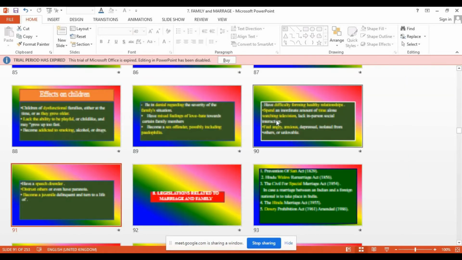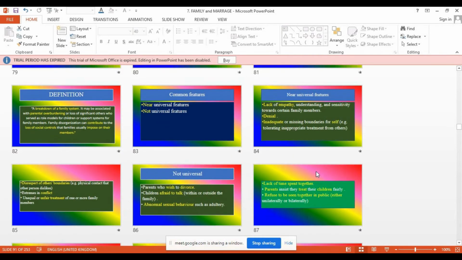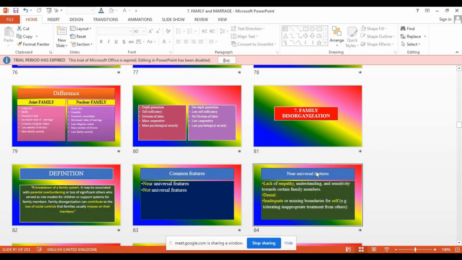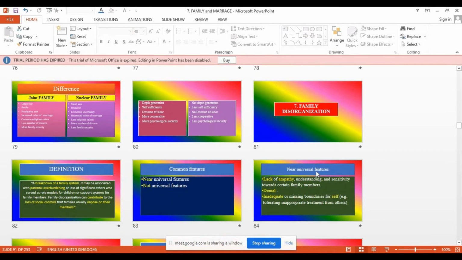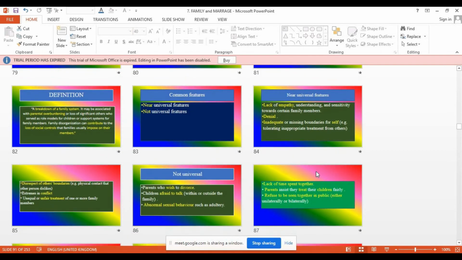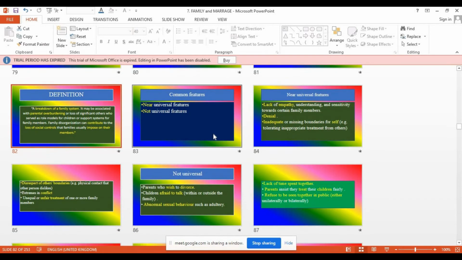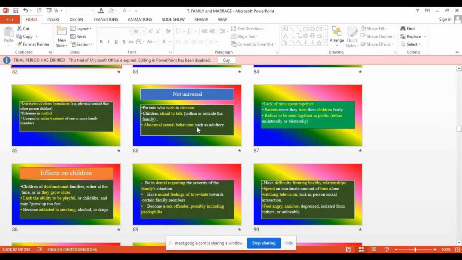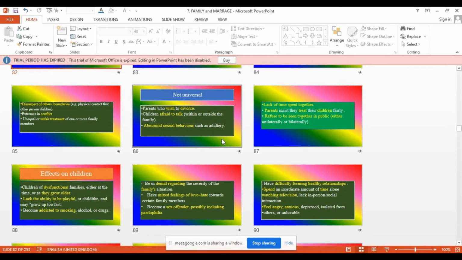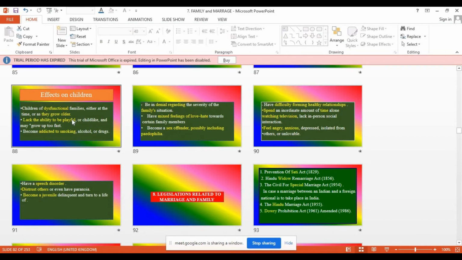So any questions about family disorganization? This question may be asked as a 5-mark question, not frequently asked, sometimes asked, not important. First write the definition, then features, common features, universal features and near universal features. Then the most important is to think about effects on children.